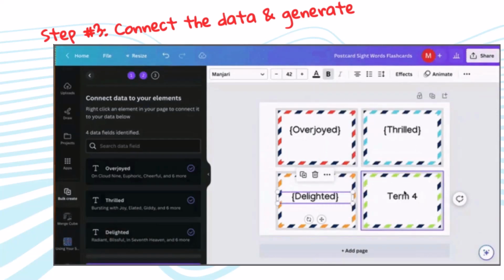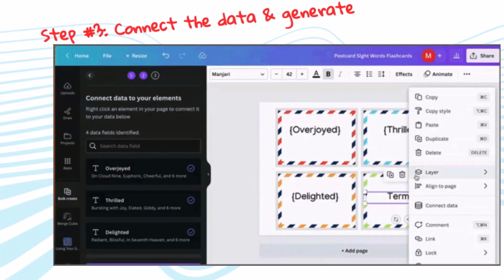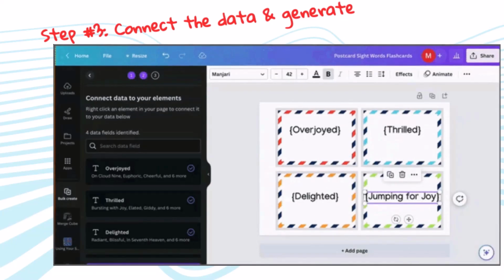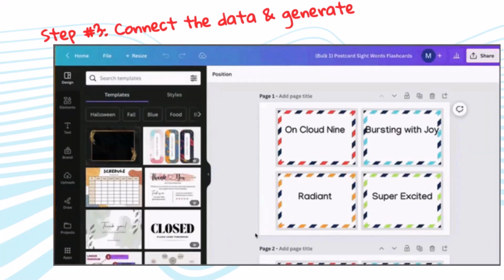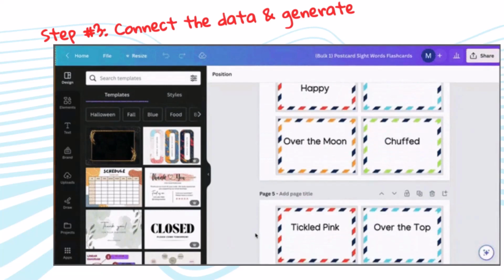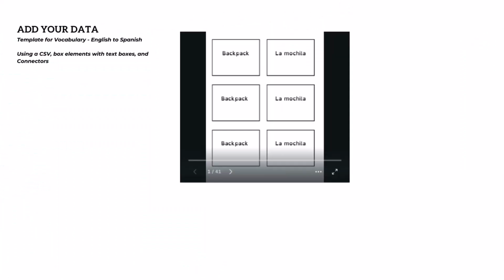The third one, I'm going to connect over to my data again, which is delighted. And finally, my last term, jumping for joy. So these are all of my words that I had. So you apply the data, and it will go ahead and fill those in for you. As many terms as you had in those columns, it will apply it to the following pages. So again, add your data, have a template for your vocabulary, English to Spanish, and get right to work.